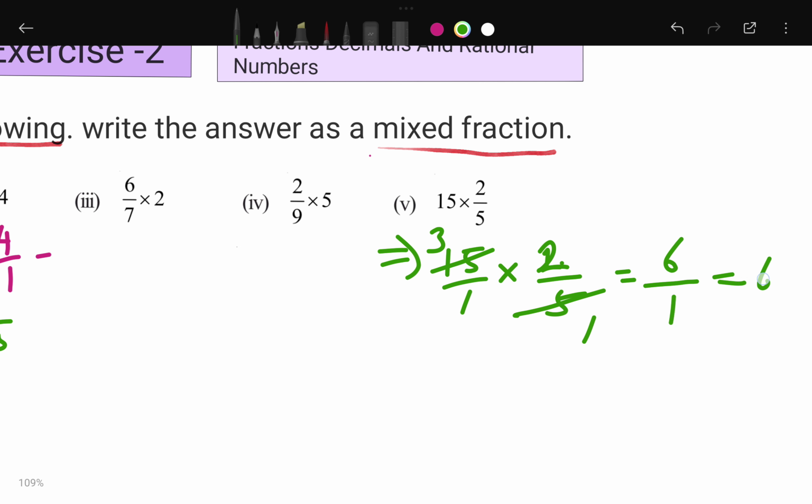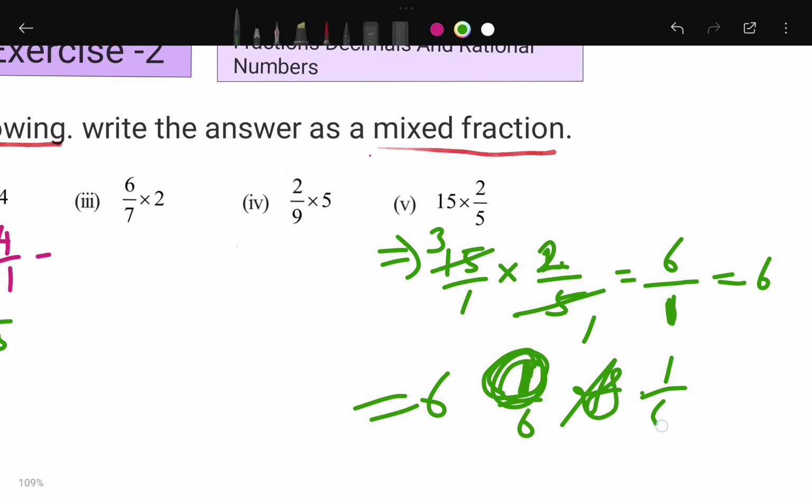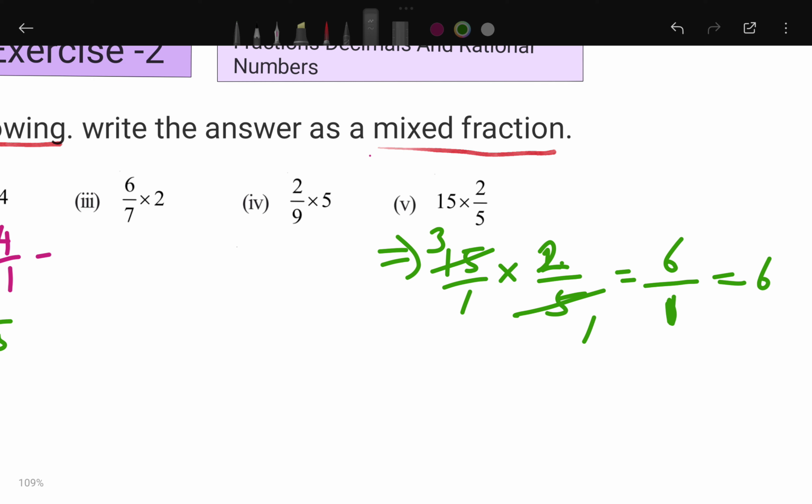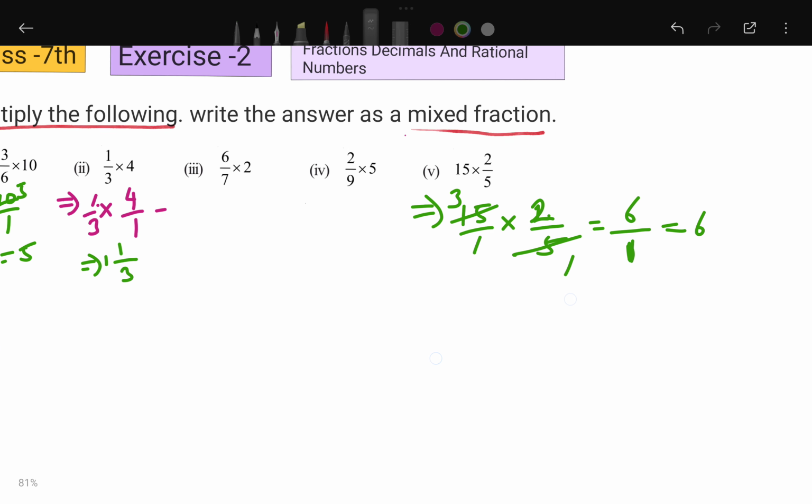So we directly write 6, because when the denominator is 1, we directly write 6. But when the numerator is 1, we will write 1 by 6. If 1 is above and 6 is below, we will write 1 by 6 only. But when 6 is above and 1 is below, we will write 6 directly. Okay, is it clear now? So there is no need to change this into a mixed fraction, because there is nothing, so it will be the same. So I hope it is clear.